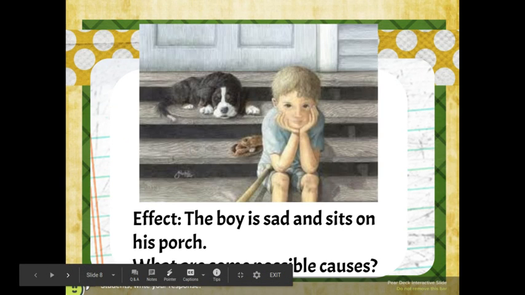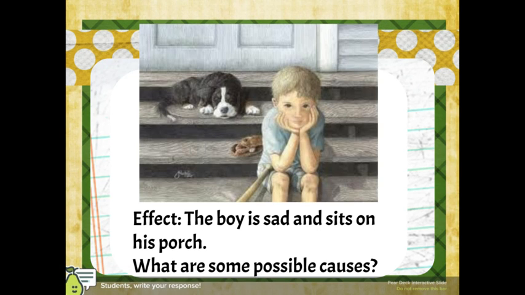In this picture, you see a boy sitting on the steps. It says the effect is the boy is sad and sits on his porch. What are some possible causes? What could be making him so sad? Maybe he doesn't have anybody to play with, and he looks like he likes baseball. Can't play baseball by yourself. Maybe he got in trouble playing baseball and broke a window out with a flying ball, and now he's in trouble.